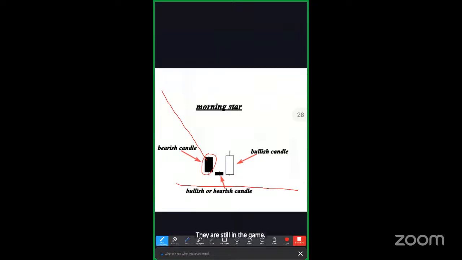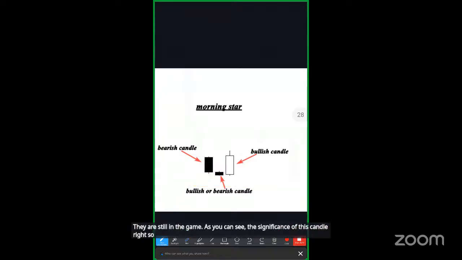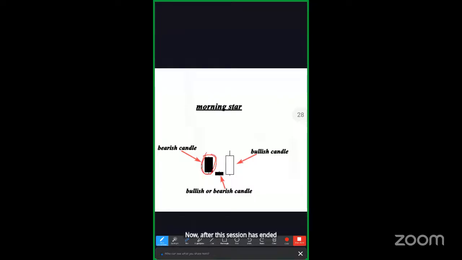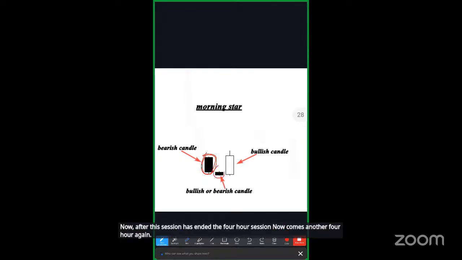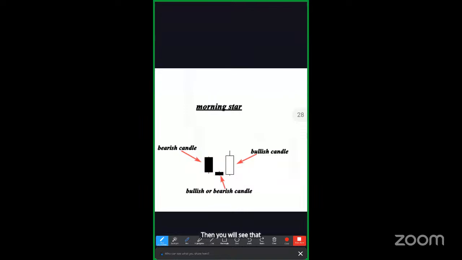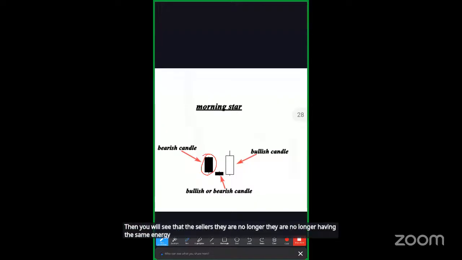As you can see, the significance of this candle, right? So if it is a 4-hour time frame, meaning this candle takes 4 hours to start and to complete. Now, after this 4-hour session has ended, comes another 4 hours. Then you will see that the sellers are no longer having the same energy to continue pressing this price further down.